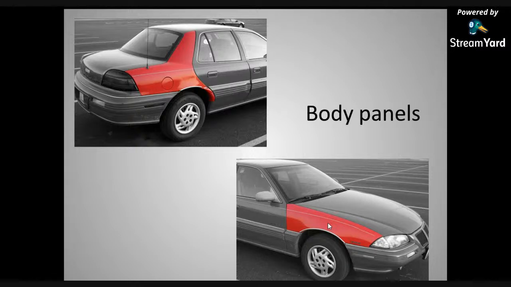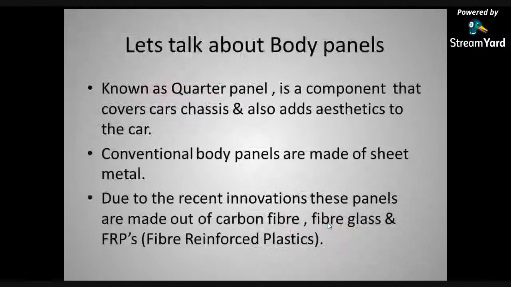So guys, body panels are very important in doing so, and they also add to the aesthetics of the car. Because when you use very good body panels, and give a very good shape to the body panels over the car, it really gives a very good aerodynamic look, and it also adds to the aesthetics of the car. Here the aesthetics of the car means the beauty of the car, or the handsomeness of the car. You see most of the racing cars use these kind of body panels. Most of the conventional body panels are made out of steel or sheet metal.